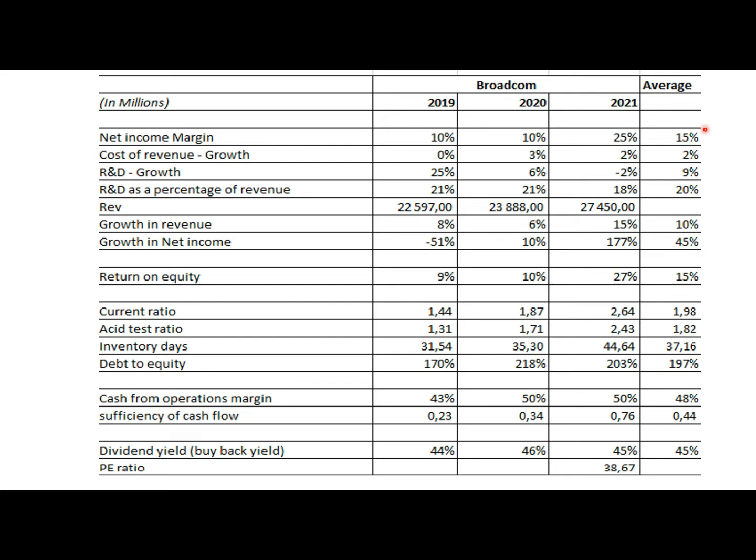Cost control is pleasing. It has contributed to growth in the net income margin. R&D as a percentage of revenue is pleasing to a degree.